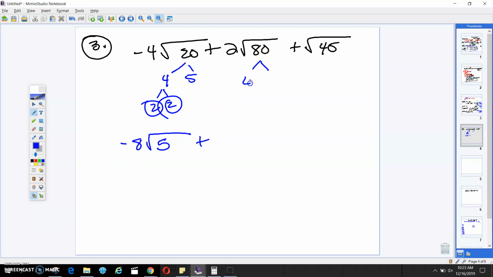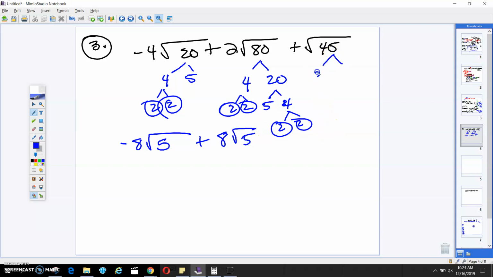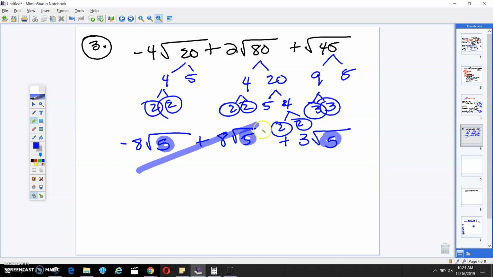Over here, if I break this down, I'm going to have 4 and 20. If I break that down more, I'm going to have 5 and 4. Break these 4's down. Remember, I can only exit if I got a buddy. So I'm going to pull a 2 out here and another 2 out. That's going to give me 8 radical 5. Over here, I'm going to have 9 and 5. I'm going to have that 3 exit the radical. So I have this. Now what you're going to notice is that all of my terms have a 5 underneath the radical. So I can combine like terms outside of the radical. What's -8 plus 8? Those cancel out. So what am I left with?